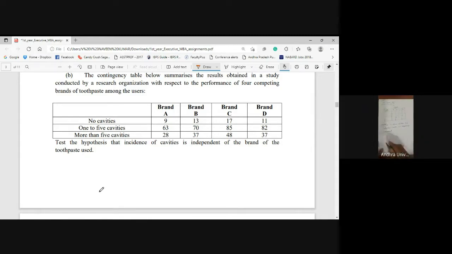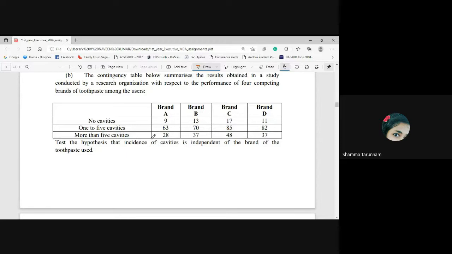Now, according to this question, can you tell me what is the null hypothesis? Tell me, what is he asking to test in our problem? Which brand is better? Which brand of bulbs are you going to purchase? Not that one. Now I'm showing another problem on my screen. Toothpaste. Incidence of cavities. Test the hypothesis that incidence of cavities is independent of brand of the toothpaste used.